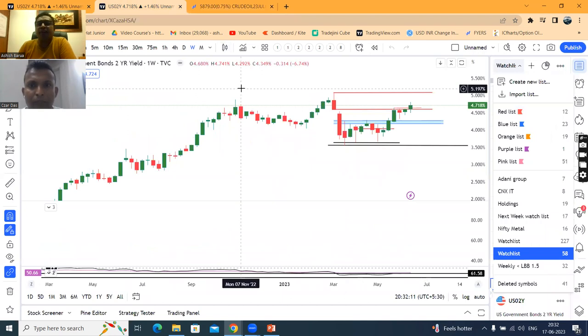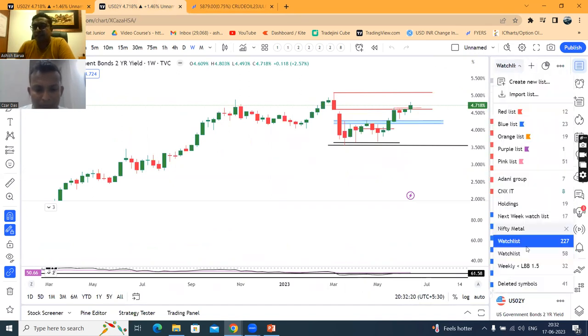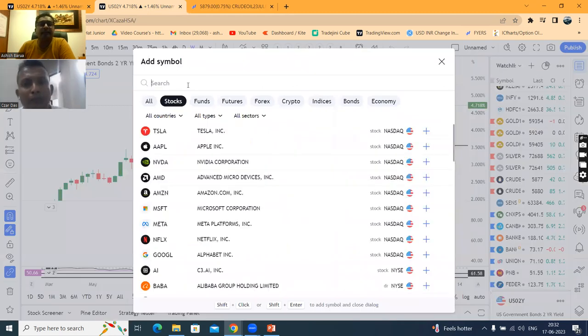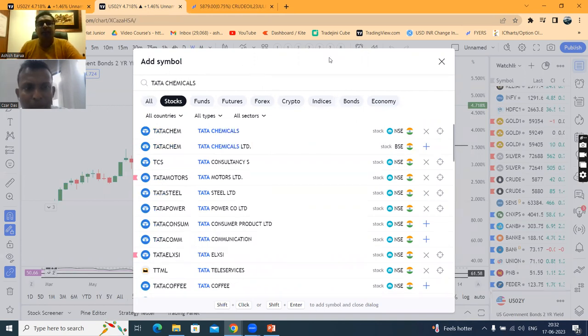So now here in TradingView, you can create the watch list. Suppose I have a watch list, say here I have 227 different scripts. If I need to add something, I need to click here and write it, say Tata Chemicals. It's a global platform, so the US market and every other market's pricing will be available. The only thing is whether it is live pricing or delayed pricing, depending on the facility the platform is giving. At the moment, this is just how to approach it.